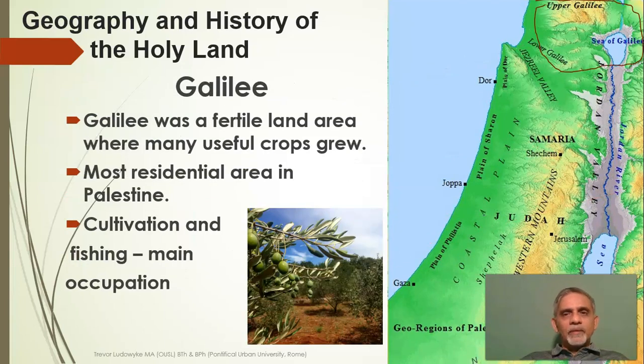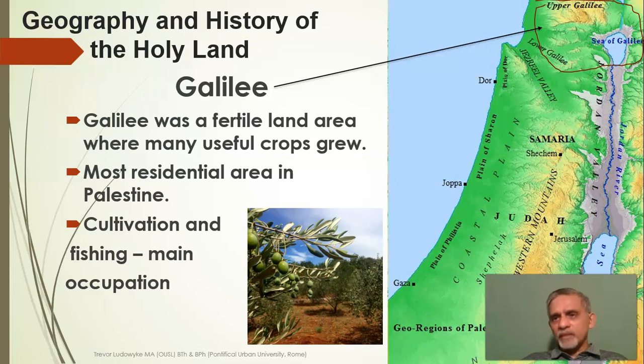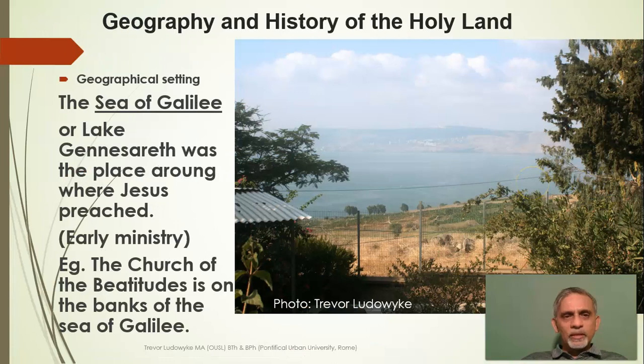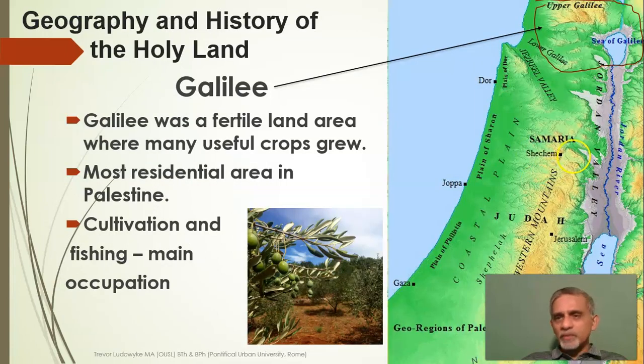Now, Galilee, talking about the first area. You see that area that you see there? Galilee was a fertile land area where many useful crops grew. Obviously because of the Sea of Galilee, the area around it, because it was a freshwater lake. We will talk about it later. Very useful for agricultural purposes, and lots of other crops grew there. And it was the most residential area in Palestine.